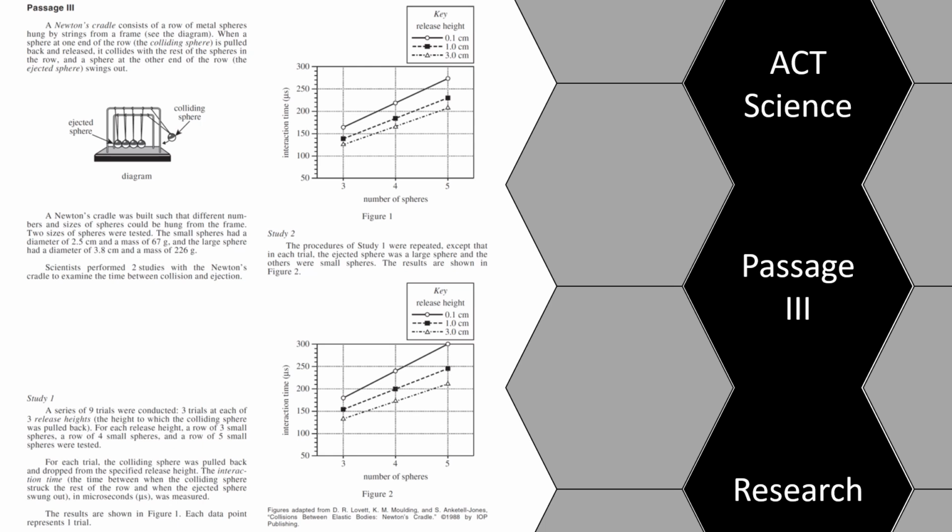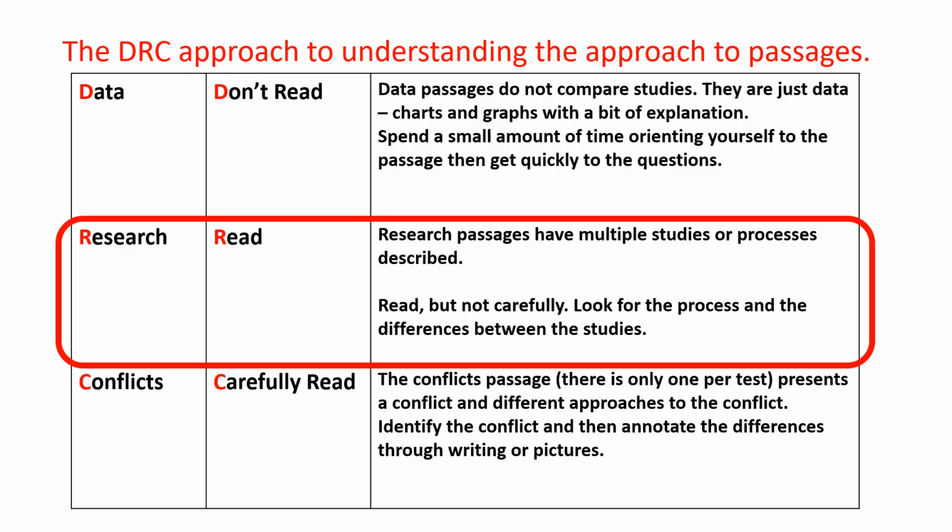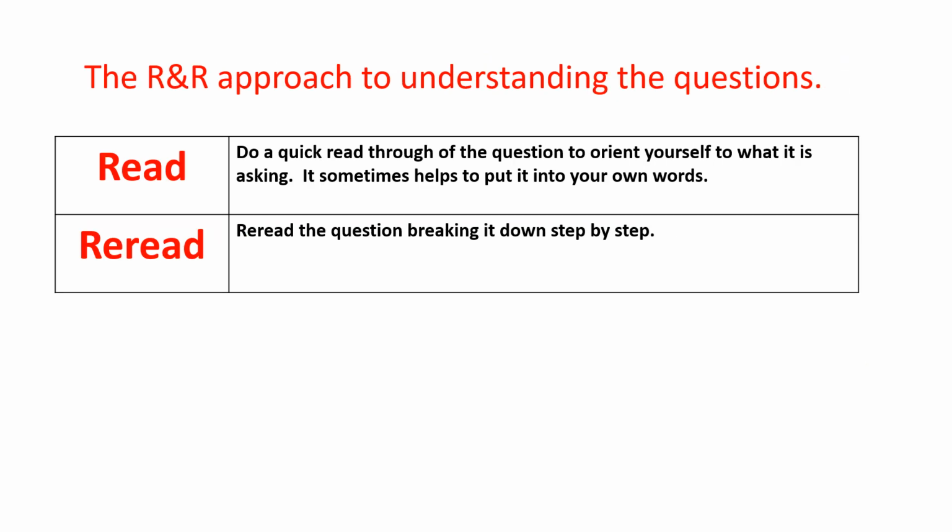This is ACT Science, Passage 3, and it's a research passage. We know it's research because it says Study 1, Study 2, so we're comparing two studies. In our DRC approach, R stands for research and read. We would want to at least know the differences between the two studies, so spend a short amount of time in the passage. When we get to the questions, we're going to take our R and R approach: read the question, and then reread the question, breaking it down step by step.